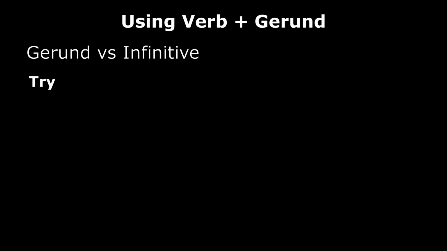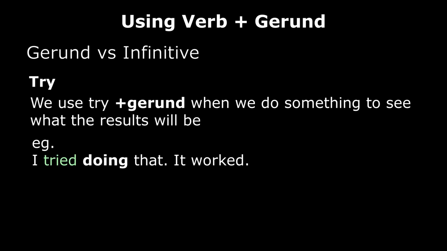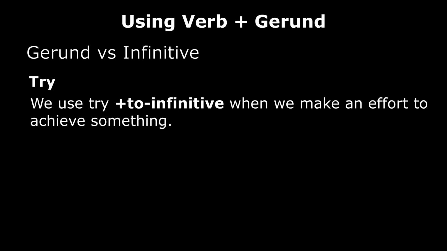Try. We use try plus gerund when we do something to see what the results will be. For example, I tried doing that. It worked. We use try plus to infinitive when we make an effort to achieve something. For example, I tried to do that.